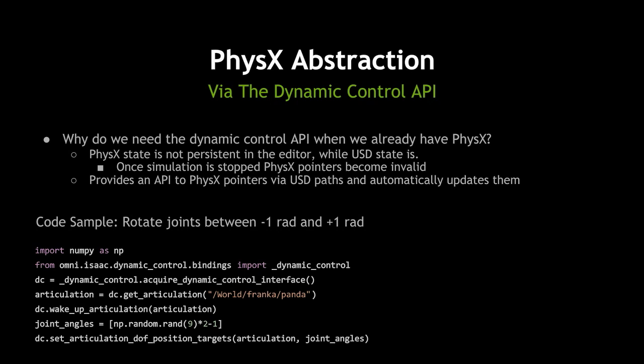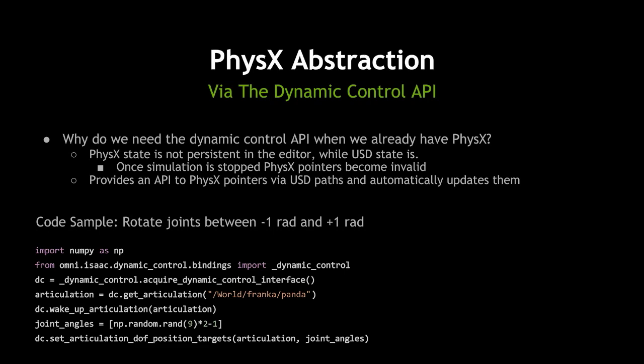And underneath that, we have a robot Franka, and then the specific robot Panda. So what this code sample is doing is showing how you can get the articulation from that USD path. And you have to wake it up because the physics simulation will try to put objects to sleep that are not moving. So in case the robot's not moving, you need to wake it up so that when you set the position target for each degree of freedom, the robot will move.